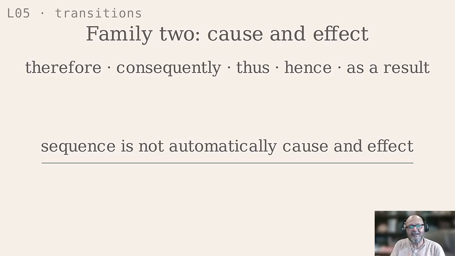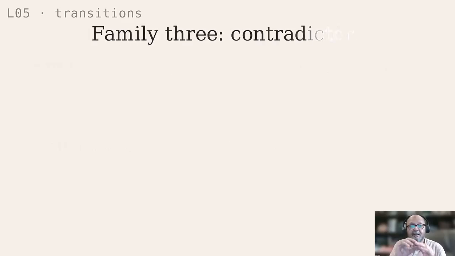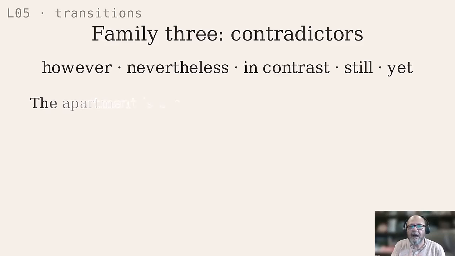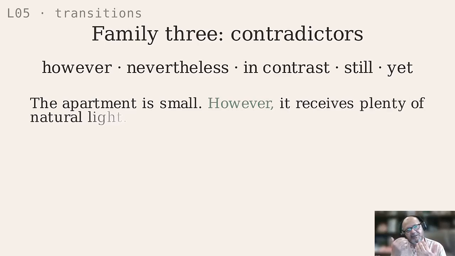All right, now let's look at family three, the contradictors, right? The contradictors signal that the writer is changing direction. Common contrast transitions include however, nevertheless, nonetheless, in contrast, on the other hand, still, and yet. All right, so here's an example. The apartment is small, however, it receives plenty of natural light, right? The second sentence changes direction. A small apartment may sound negative, but plenty of natural light sounds positive, right? The ideas are not complete opposites, but they create a contrast, right?